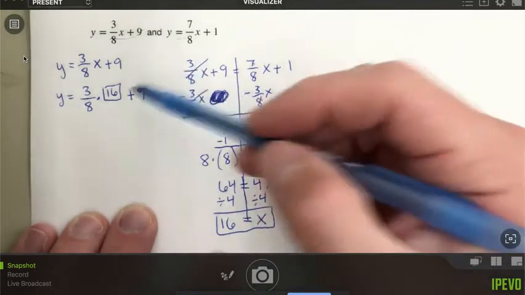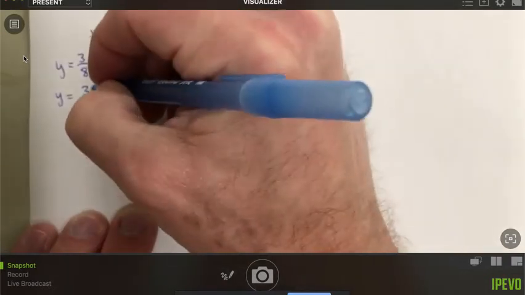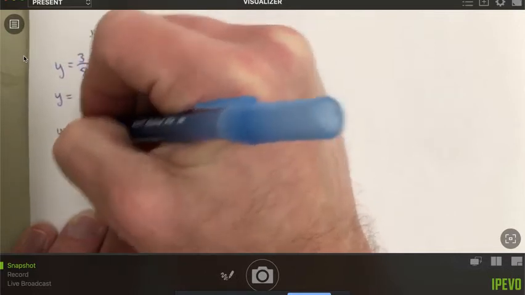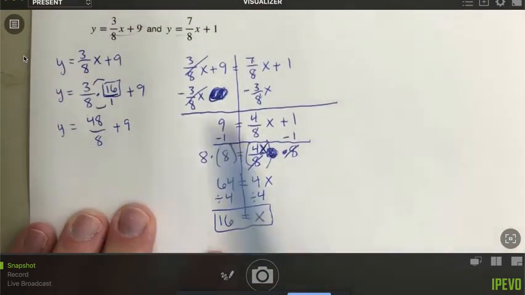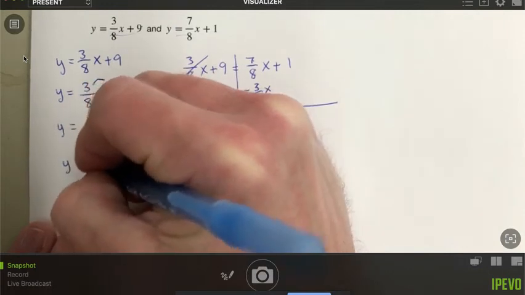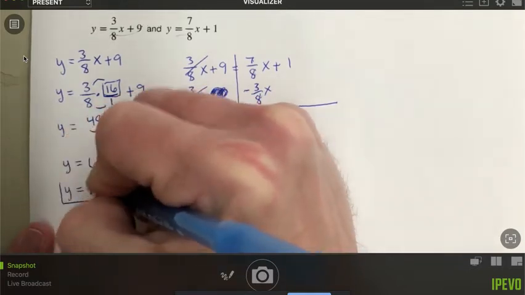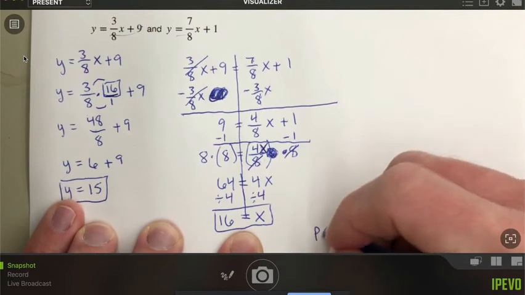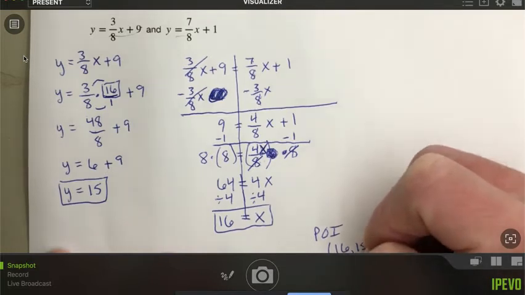So once again, I'm trying to do a fraction times a whole number. So I'm going to think of this as 16 over 1. So 3 times 16 is going to be 48. 8 times 1 is going to be 8 plus 9. 48 divided by 8, thankfully, is a nice whole number. That's 6 plus 9. So I'm going to get y equals 15. All right. So here, I'm now saying that my point of intersection is 16, 15. That's a terrible 5.